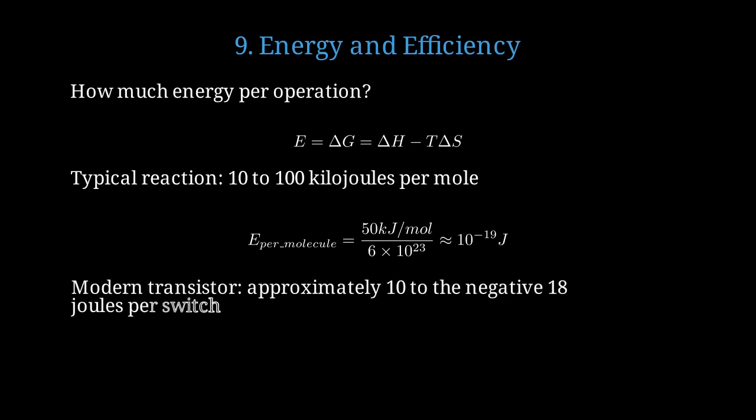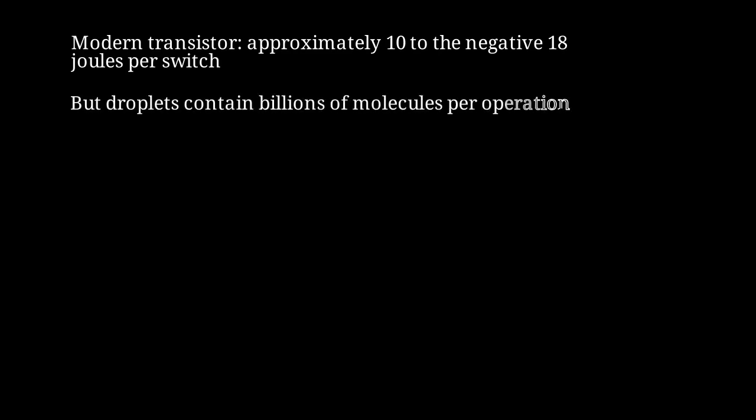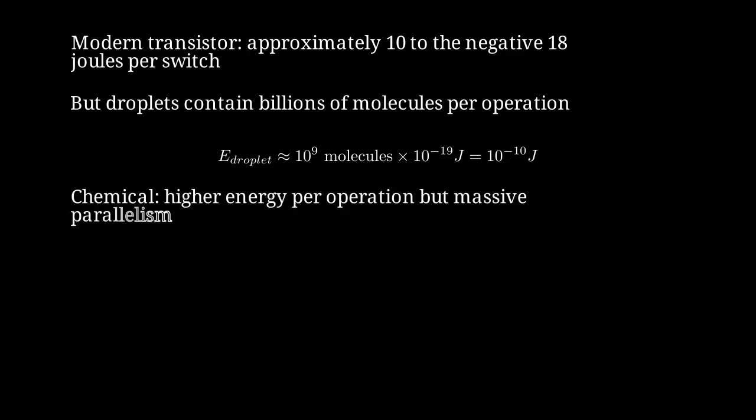Modern transistors use about 10^-18 joules per switching operation, roughly 10 times more than a single molecular reaction. However, each droplet operation involves billions of molecules, not single molecules, changing the comparison. A droplet computation requires about a billion molecules times 10^-19 joules, giving 10^-10 joules. So chemical operations use more energy per gate, but the massive parallelism can compensate for certain problem types.